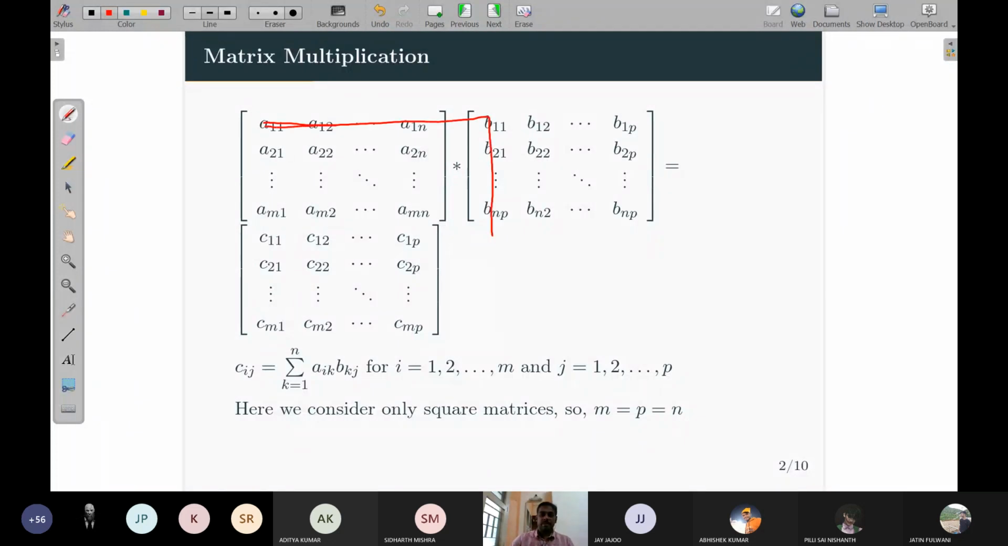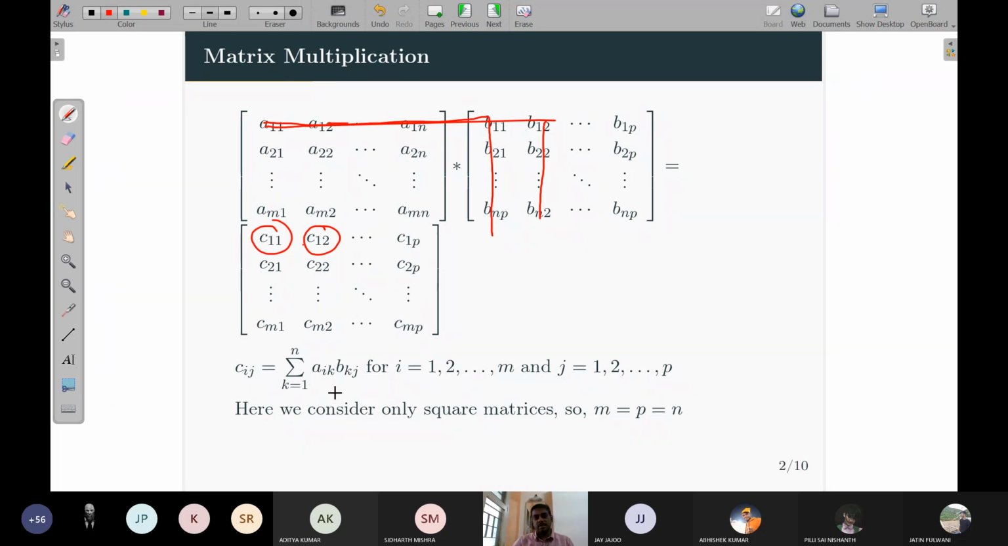This is multiplied with this, you will get this. This multiplied with the first column, you will get this. Like that, you have to multiply and find out all the elements in the resultant matrix, that is the C matrix.